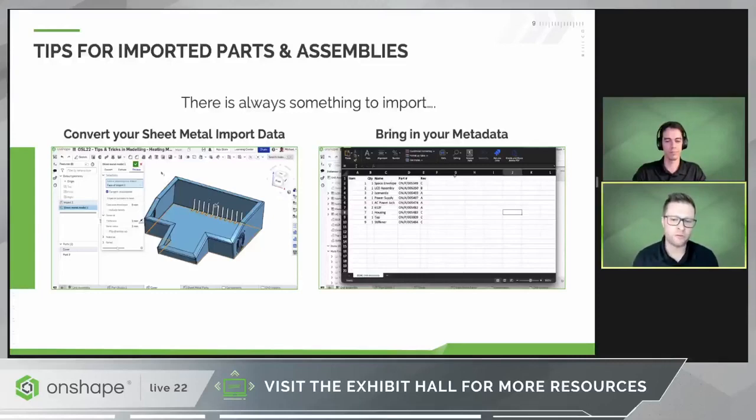The first workflow shows how to convert imported sheet metal parts into native Onshape sheet metal parts. And the second workflow is how to use a simple trick to fill in metadata in a very easy way when importing data from archive or legacy systems.